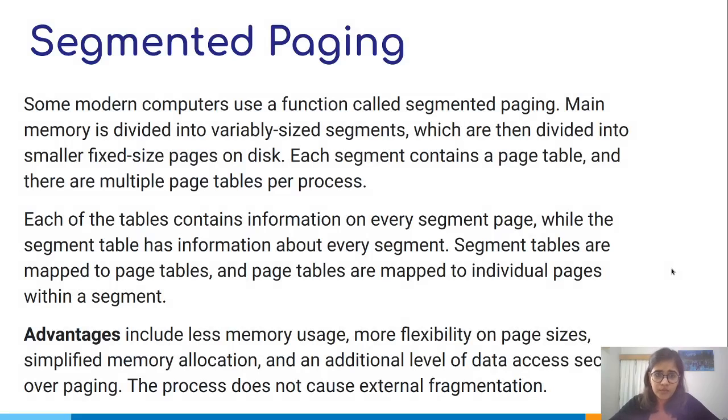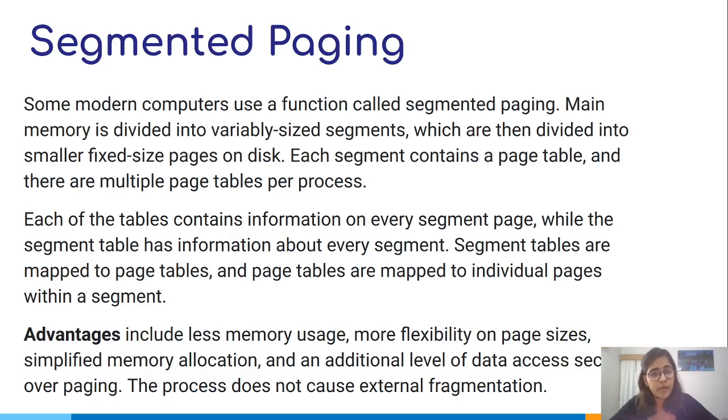Next, combining these two, we have a concept of segmented paging. In segmented paging, main memory is divided into variably sized segments which are then divided into smaller fixed size pages on disk. Each segment contains a page table and there are multiple page tables per process. Each page table contains information on every page, while the segment table has information about every segment. Segment tables are mapped to page tables and the page tables are then mapped to individual pages within a segment.